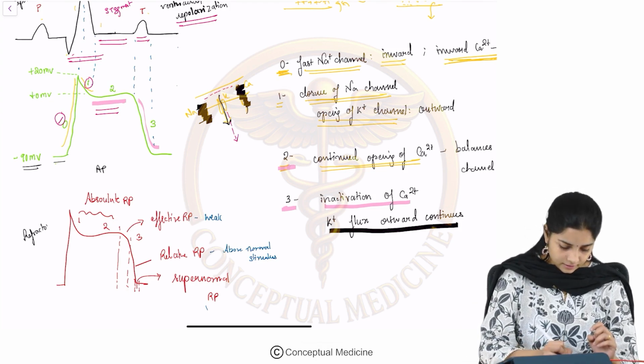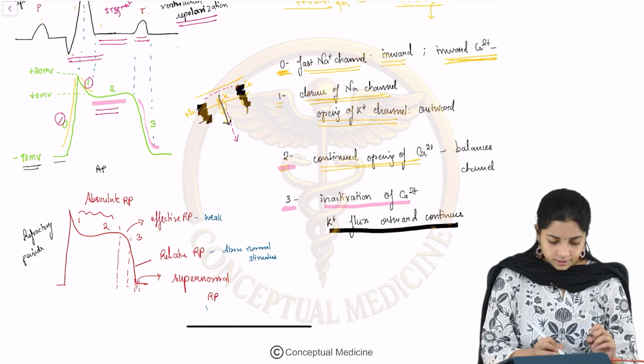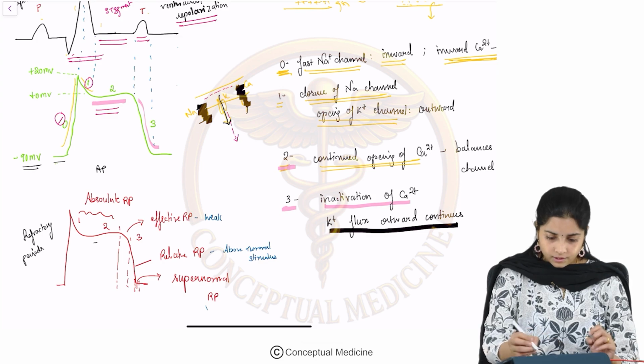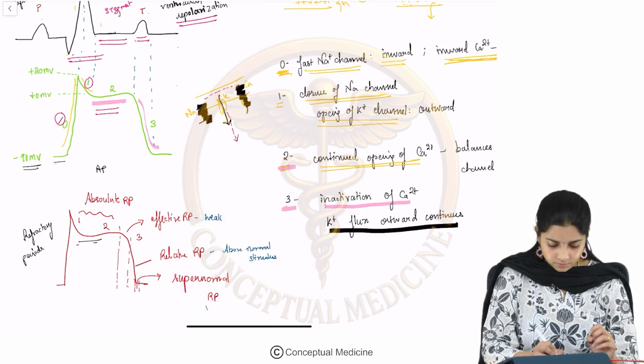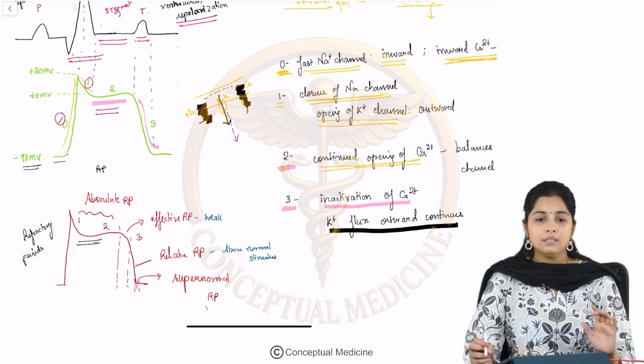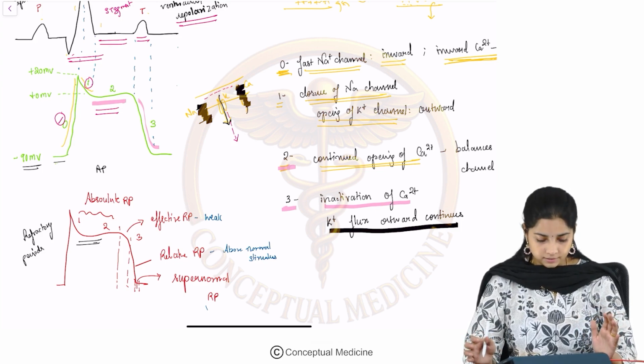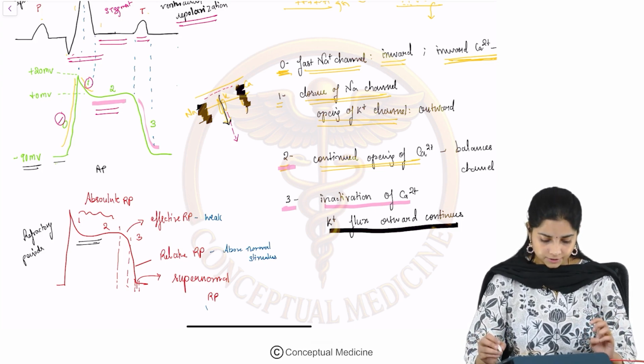Now, let us understand this concept of refractory periods. In phase 1 and phase 2, there can be no electrical activity, or if there is an impulse even in this phase, the segment remains absolutely refractory and there cannot be any contraction.